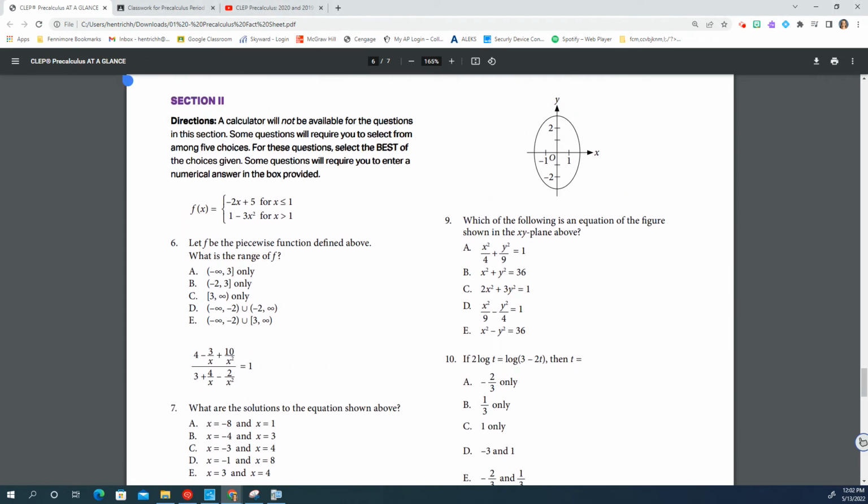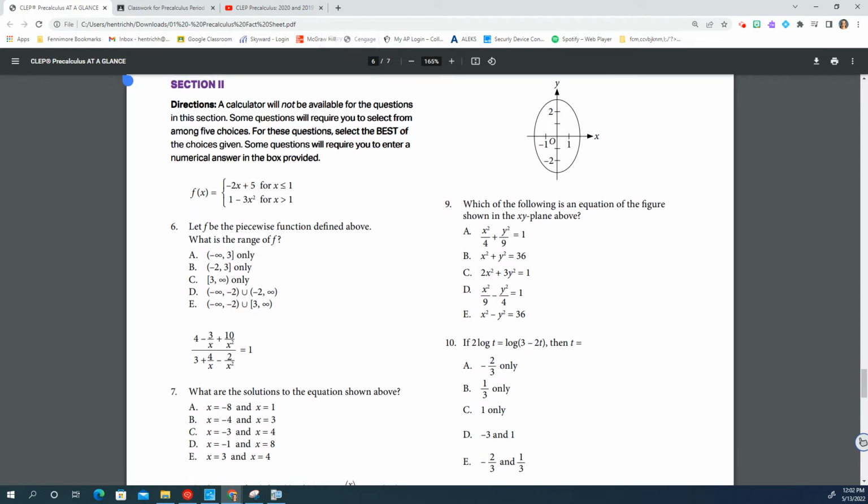conic sections are normally taught in pre-calculus. You guys learn them in Algebra 2. It's the last chapter we cover, so it might feel like it's been a while, but I'll try to refresh your memory. And if we need to review conics more next week, we can. So which of the following is an equation of this figure? This figure is an ellipse.